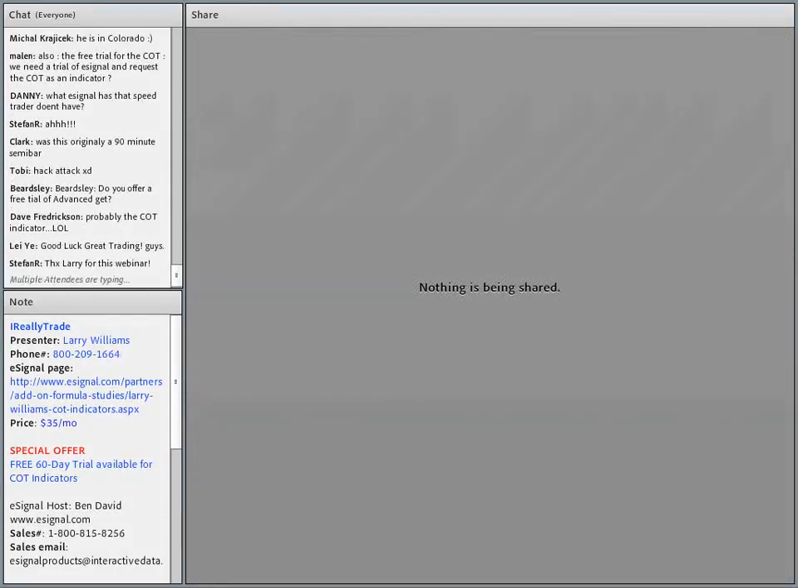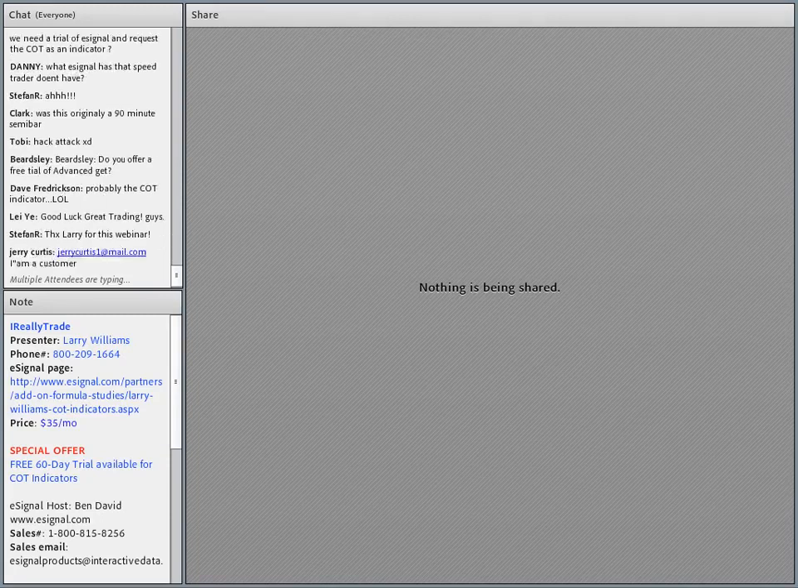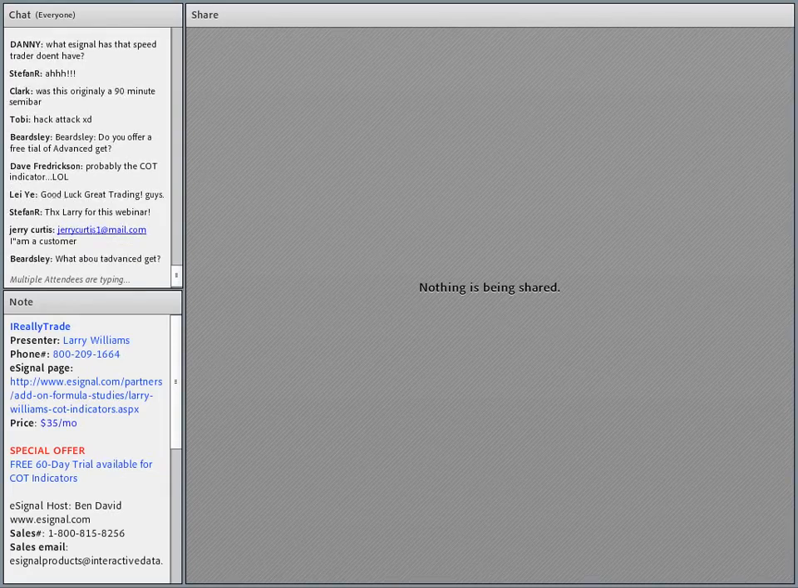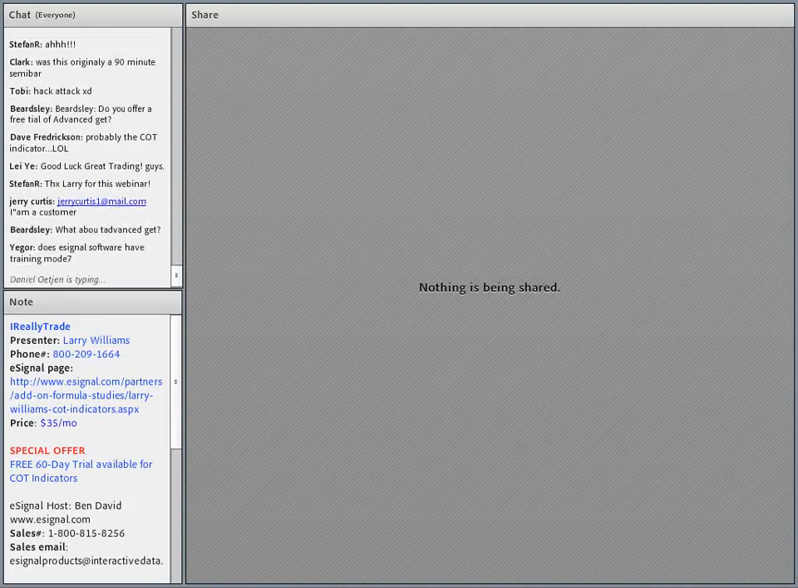The way it works for those of you asking about the free trial of eSignal: once you go to that link, you'll be downloading the latest version of eSignal, which is version 12.2. Once you go there, there's an option for you to add on Larry Williams' COT indicator for a 60-day trial for you to test drive. It's a very generous offer. Most partners usually offer anywhere from a 14-day or 2-week period to a month, but Larry has been gracious enough to work with eSignal to offer his indicators for a 60-day trial. So again, you can't go wrong with that. It's a great opportunity for you to give the indicators a good 2-month drive.